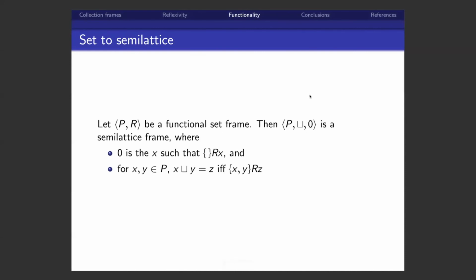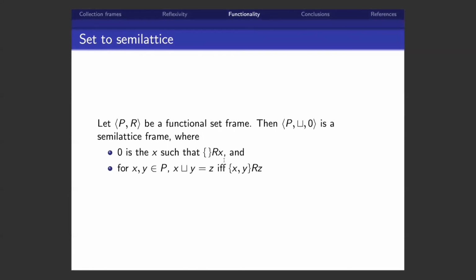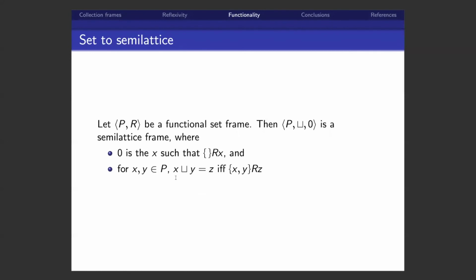Okay, so let's return to it. You have a functional set frame, you want a semilattice frame. All right, so 0 is going to be the unique thing that the empty set relates to. And then say X join Y is identical to Z just in case the set {X, Y} relates to Z. Cool.